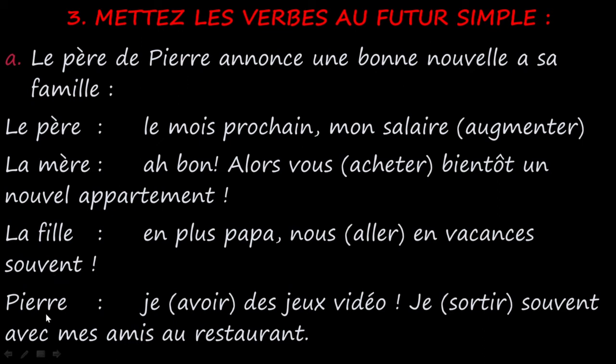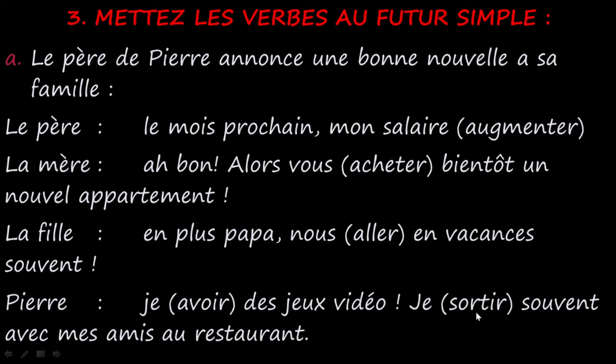Voilà, so Pierre: je avoir des jeux vidéo. Je sortir souvent avec mes amis au restaurant. So, a typical guy. So, je avoir. The verb avoir is to be conjugated. So avoir, what is the radical of avoir? A-U-R. Remember, A-U-R is the radical. And the ending is A-I, but J apostrophe will be there, not J-E, because it starts with a vowel. So we change this, J apostrophe, A-U-R-A-I, j'aurai des jeux vidéo, which means I will get some video games.